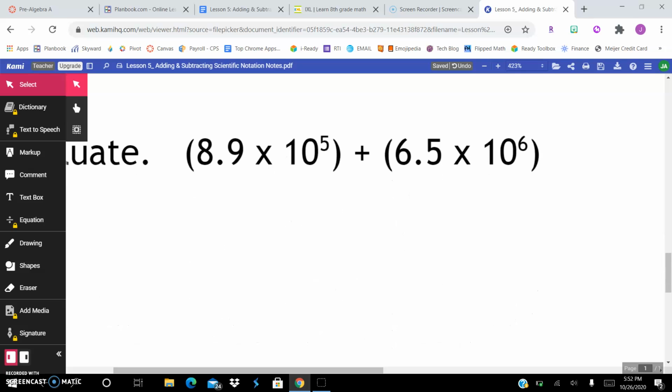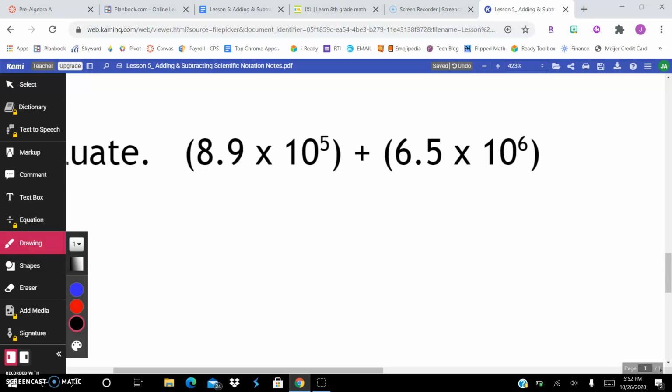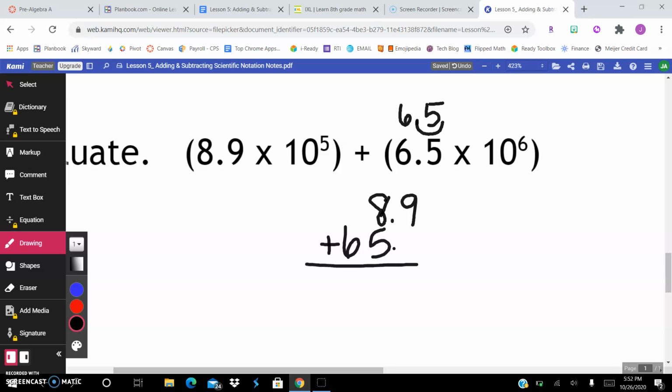And then our last one is an addition problem. So you're going to have a mixture today of adding and subtracting problems. So make sure you pay close attention to what the sign is in the middle. So I want to take this 6.5 and I want that exponent to become a 5. So I'm going to slide it over 1. So I'm going to have 8.9 and I'm going to have to add 65 to that.